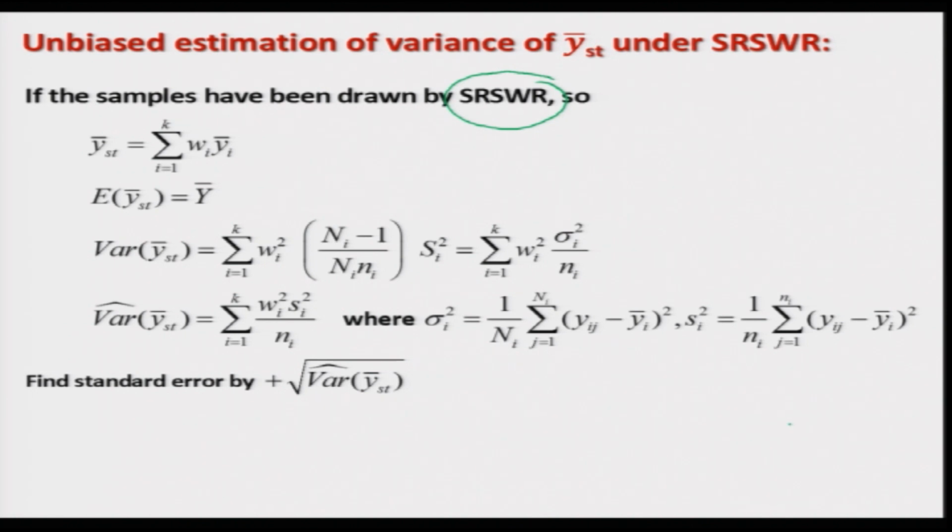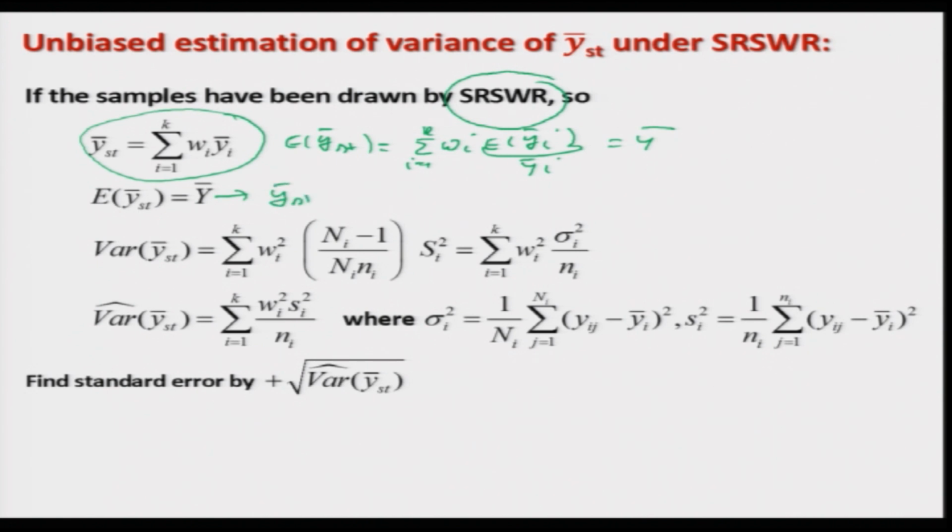In this case also, y bar st will remain the same. This is the same definition. But if you try to find the expected value of y bar st, this becomes the sum over i from 1 to k of Wi times the expected value of y bar i, and the expected value of y bar i is capital Y bar i. So this quantity is nothing but capital Y bar. Under this case also, y bar st remains an unbiased estimator of the population mean capital Y bar. So there is no change in the unbiasedness character of y bar st.